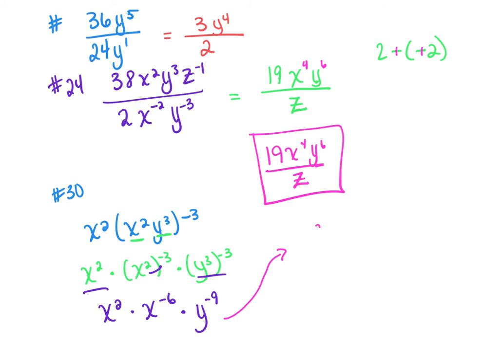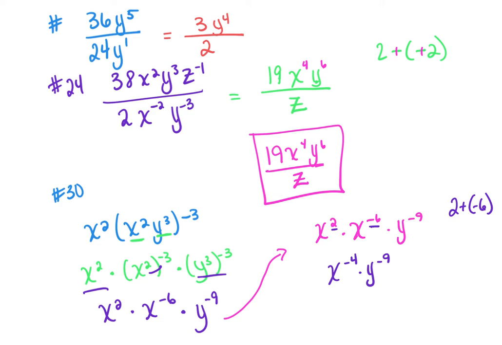I can combine the x squared and the x to the negative 6 because they are like bases. What do I do with those exponents? You add them. So 2 plus negative 6 is going to be x to the what? Negative 4 times y to the negative 9. I have one x and one y. They are both negative. Where are they going to go?